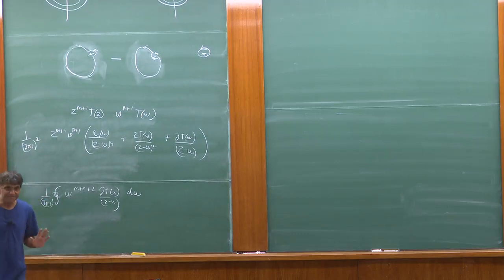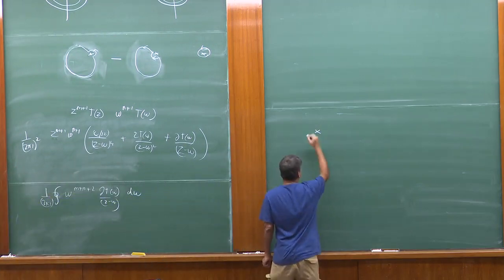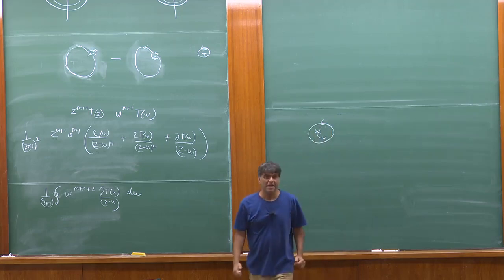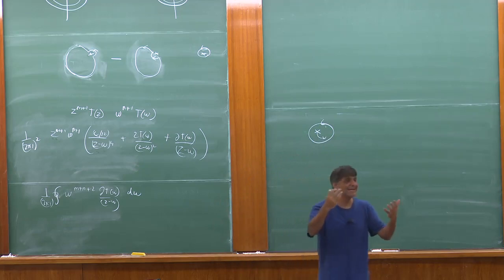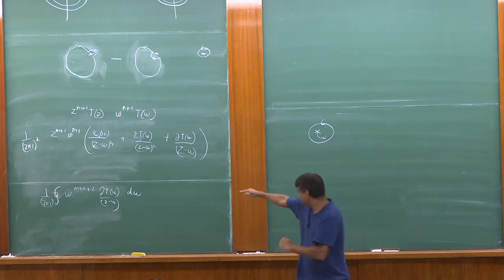Is this clear? Let me draw the diagram again. I had a fixed w point and I was doing the integral over z. That is the pole in z minus w. But that was at one point z, at one point w. I'm going to do this manipulation at every w. Remember, the original integrand had an integration over w. That's the integral I've written here.